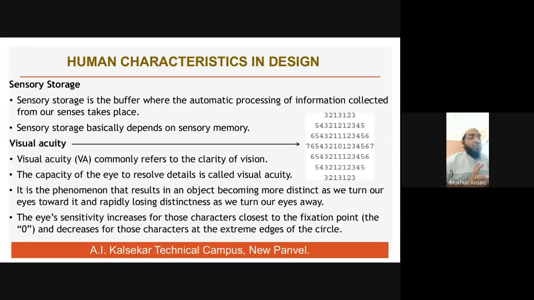This visual acuity commonly refers to the clarity of vision. For that, I've given one example. Like you can see this image. If I ask you to point at the zero, then you will find this is the fixation point. This is the root point, where you will easily see. Your concentration will be more because your zero is placed in the center of the image, and in order to see that particular zero, you need more focus, more clarity, more visual acuity. So with this example, we can easily understand what visual acuity is. It's clarity in vision.